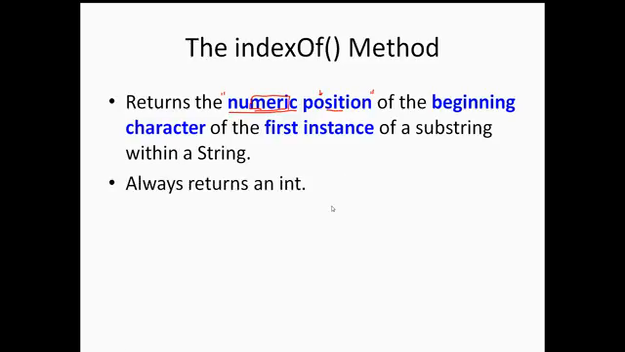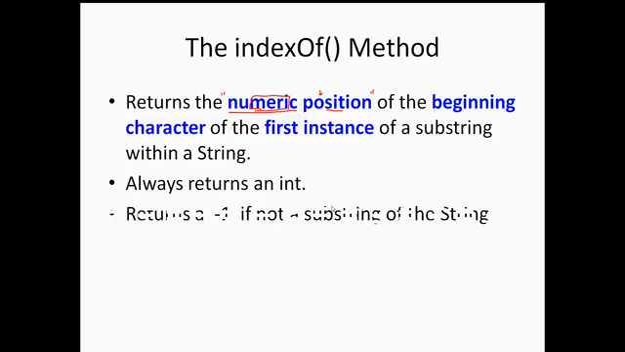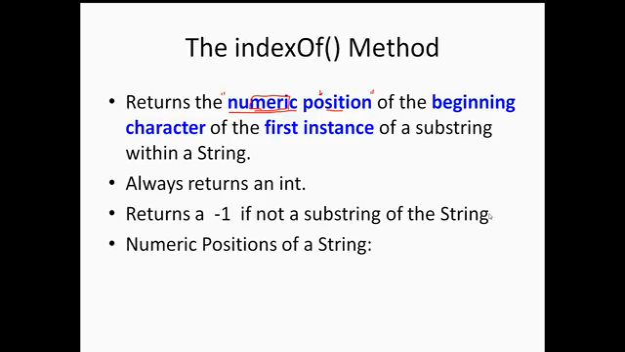It always returns an int, just like length always returns an int. It returns a -1 if it's not a substring of the string. So if you program Java to try to find a substring that's not within a string, it will return a -1. So it's still an integer, but it'll be a -1.